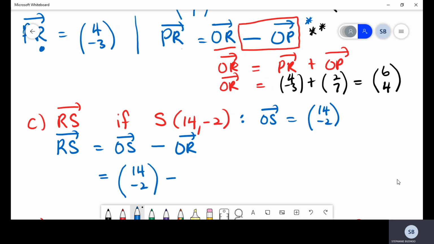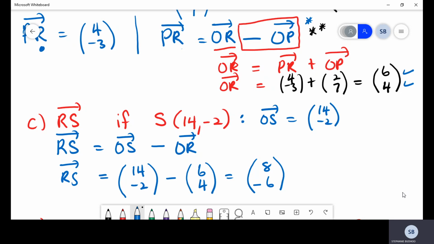And now we will simply substitute that value here. And then from previous parts, part B, we found the vector OR to have values 6 and 4. So now it's just a simple matter of subtracting. 14, take away 6, that gives us 8. And -2, subtract 4, gives us -6. So there you have it. That's our answer. Nice, simple, and easy. Let's move on.